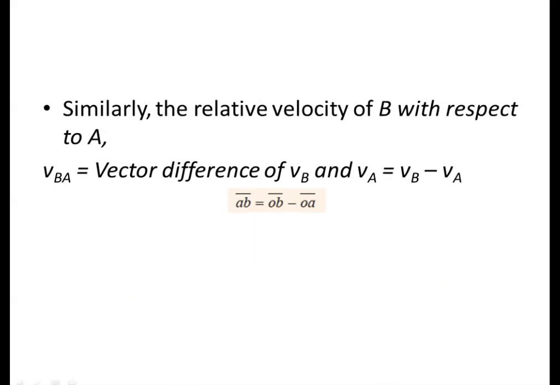Similarly, the relative velocity of B with respect to A, that is VBA, will be equal to the vector difference of VB and VA, that is VB minus VA. That is, the AB vector is nothing but OB minus OA.